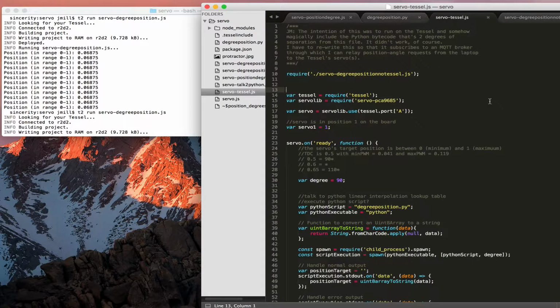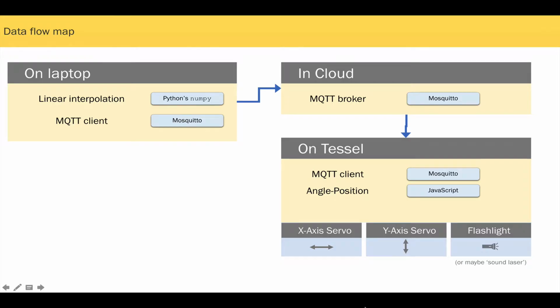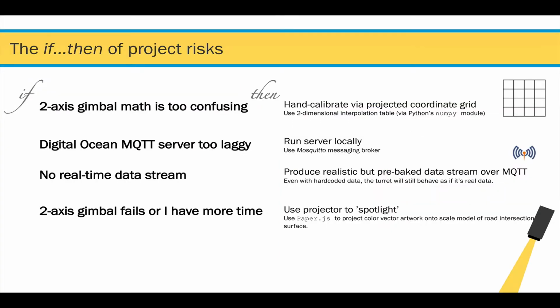I made an attempt at loading the Python file and basically shoving that onto the Tesla board, but it did not work. What I'm going to do is to set up an MQTT broker that is a bridge between the laptop and then sending messages to the Tesla to orient the servos. For the 2-axis gimbal system, I'm going to probably do a fallback for hand calibration via a projected grid. I have to find out also if the third-party cloud-based MQTT server will run fast enough. If it doesn't, I'll have to run the server locally and figure out some of those details.